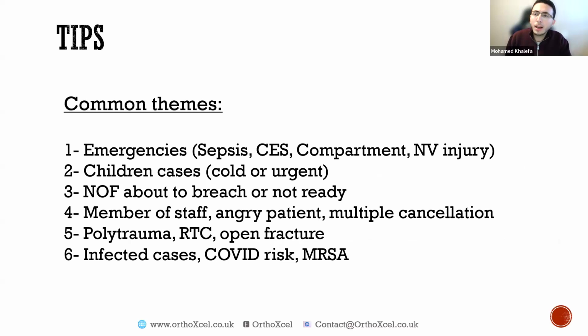They will have at least one or two emergency cases, such as sepsis, an adult diabetic, IVDU, or in a child, for example, cauda equina syndrome or suspected compartment syndrome, neurovascular injury. There will usually be a children's case, whether it's urgent, cold, or emergency; they will put a child somewhere in the list. A neck of femur of some description, and they will tell you, or you should ask even if they don't tell you, what the time to breach is from the best practice tariff, or whether the patient is not ready due to multiple comorbidities.